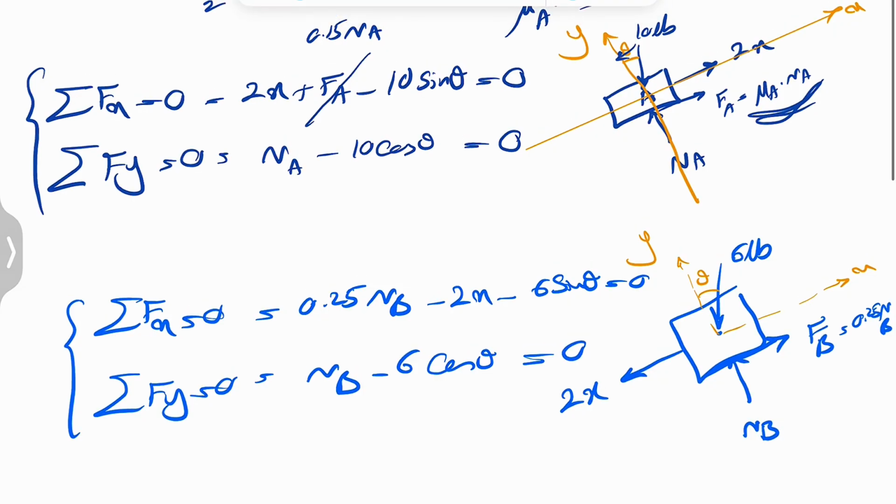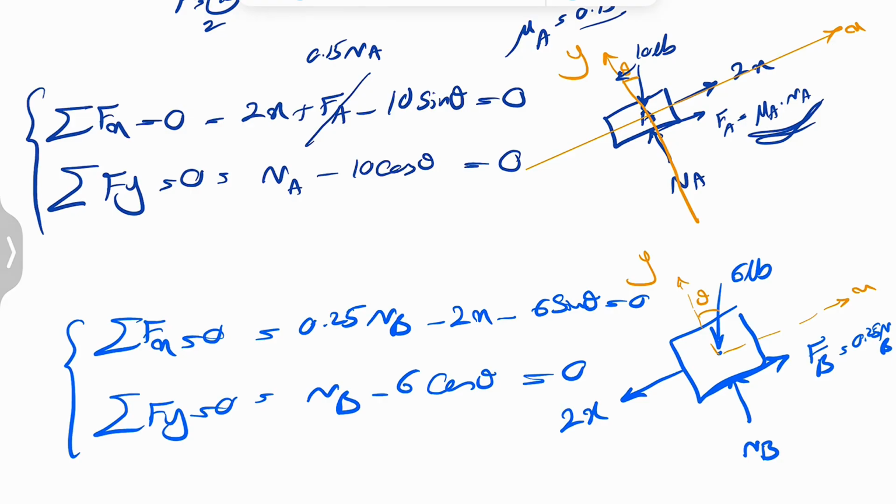So now if we look at all the equations that we have, 4 equations with 4 unknowns: NA, x, theta, and NB. Because we have 4 unknowns and 4 equations, we should be able to find all the unknowns.